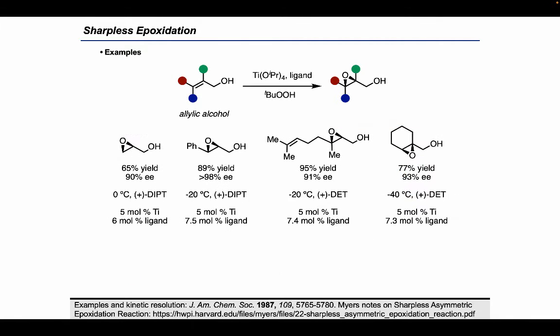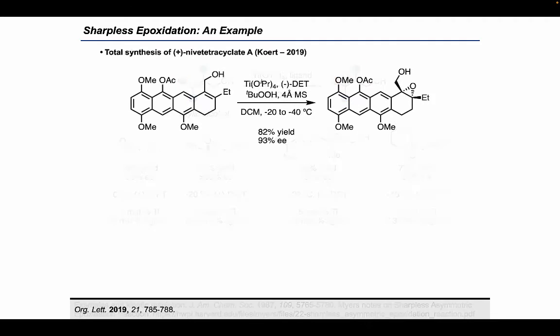Let's now take a glance at some examples of this epoxidation in action. Unsubstituted allylic alcohol can be epoxidized in 90% ee, and in this case diisopropyl tartrate was used as the ligand. High enantioselectivities were also obtained with a phenyl substituent, or when trisubstituted substrates were used as well. As you can see, it's common for this reaction to be performed at 0 degrees or lower. This method is also frequently used in complex molecule synthesis.